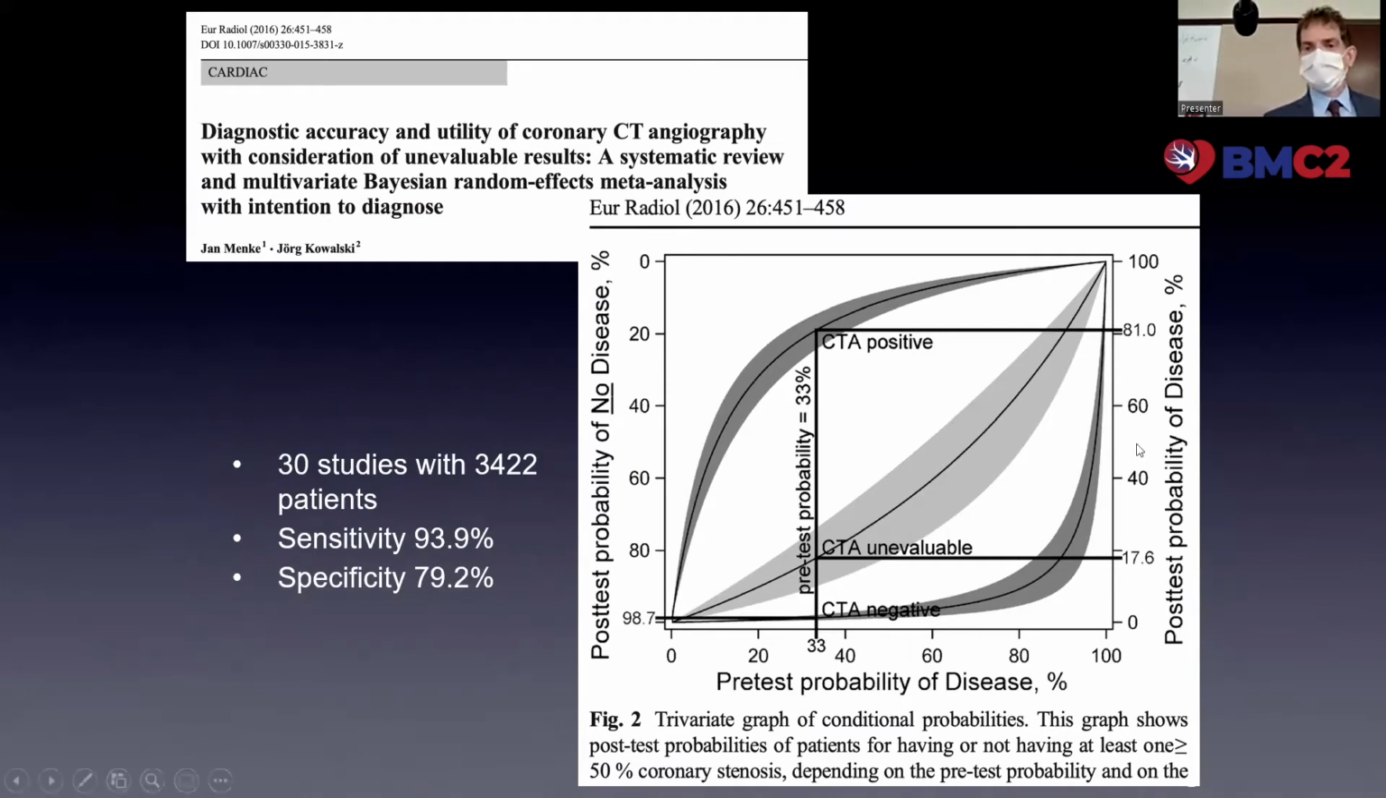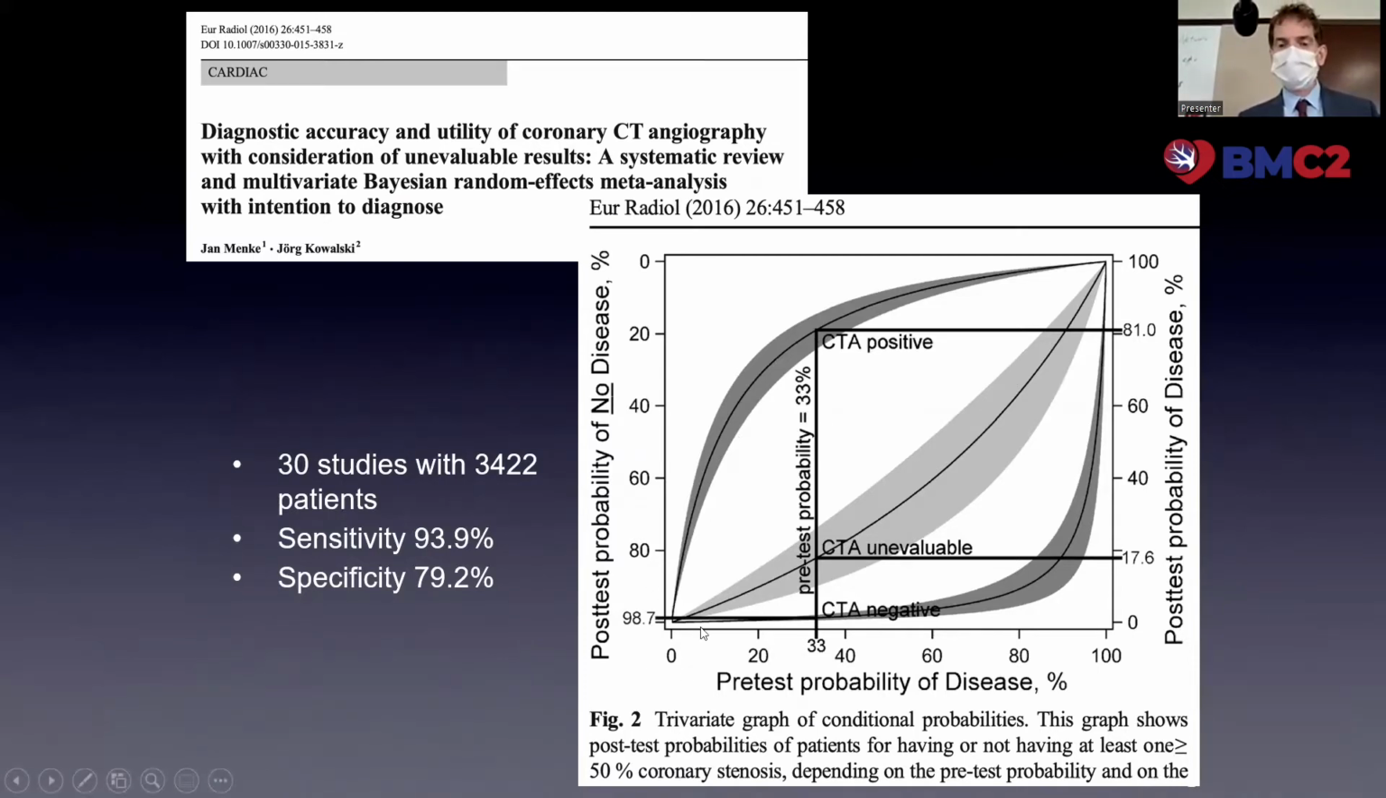But what I really like about this one is how they break it out to let you think about when you should be ordering a coronary CT in patients. So when you think about any test, there's always going to be tests where you find false positives and false negatives, where you miss disease or you overcall disease. No test is perfect. And CT is one of those.